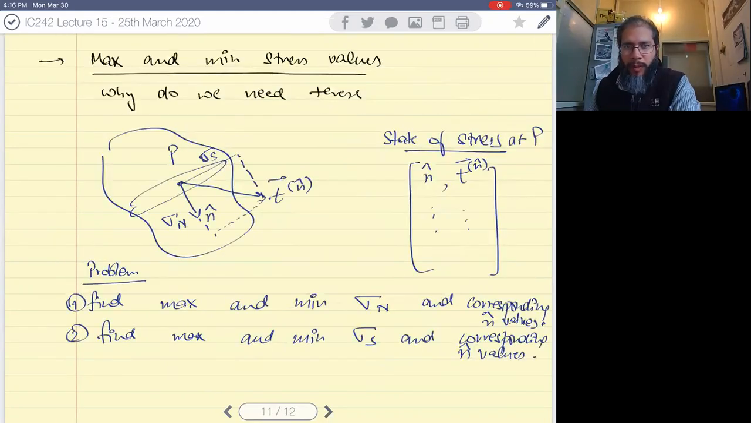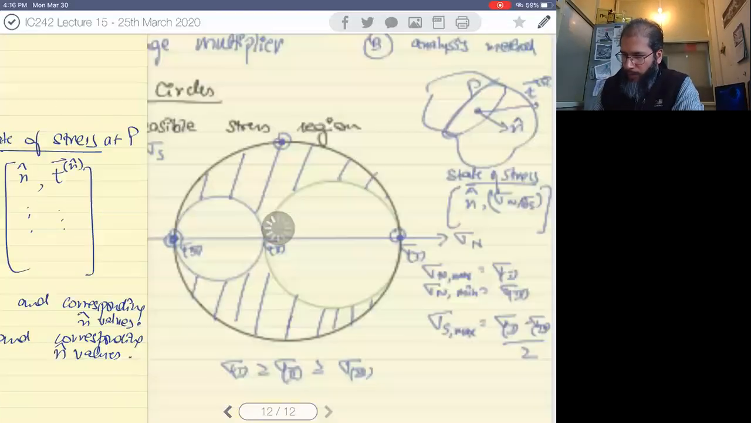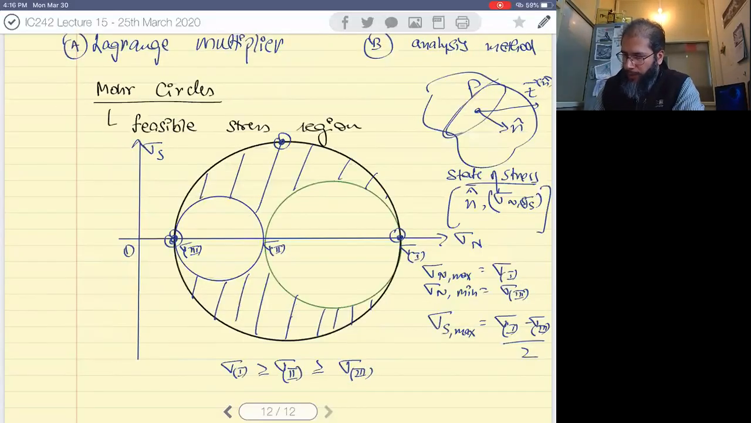And towards the end, we introduced maximum and minimum stress values. So this is where we'll start from today. So I'll come back to this one later. Let's solve the problems from the last time and then we'll start from here again.